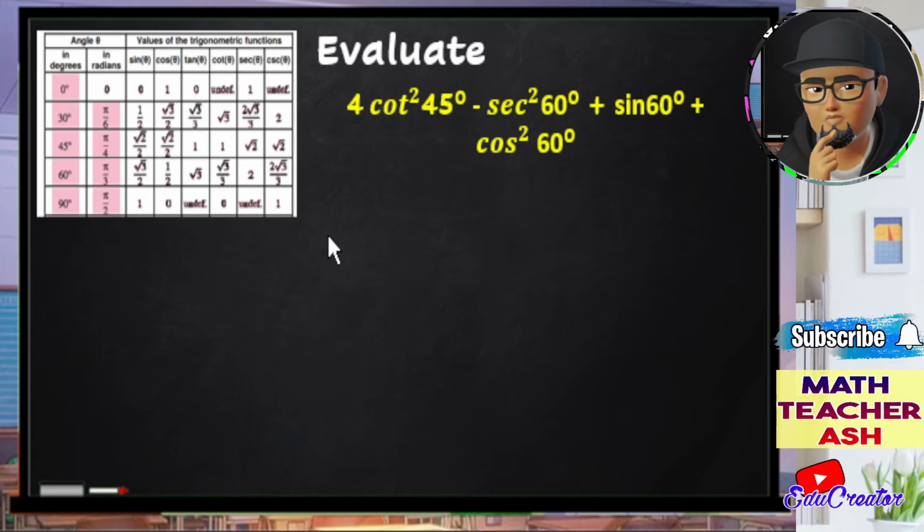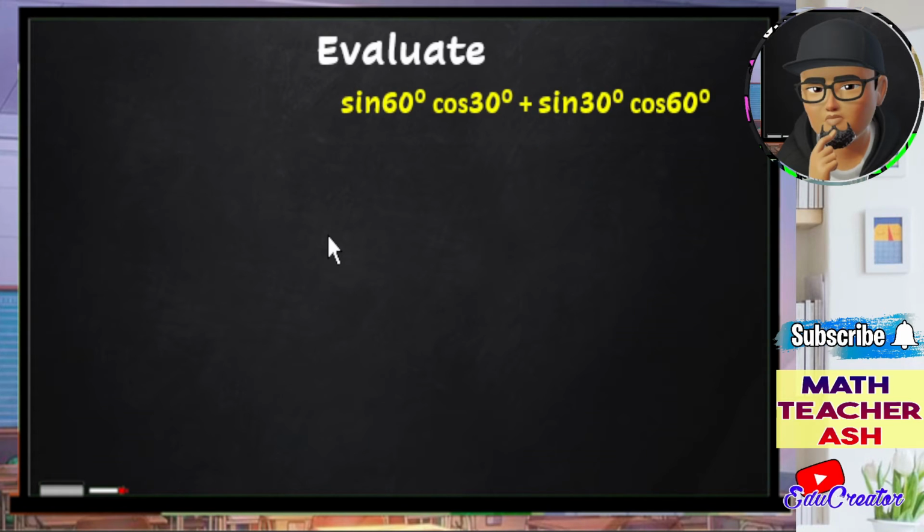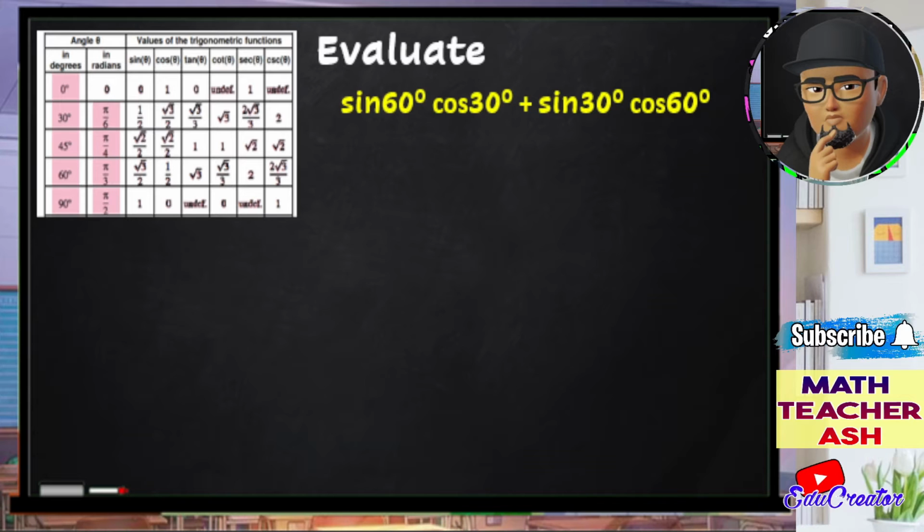Now let us go to question number 7. All right, so let's just consider this to solve, my dear math learners. Okay, question number 7: sine 60 degrees cosine 30 degrees plus sine 30 degrees cosine 60 degrees. So my dear math learners, this is very easy. Why? Because sine 60 and cosine 30 are equivalent values. Okay? And sine 30 and cosine 60 are also equivalent values.